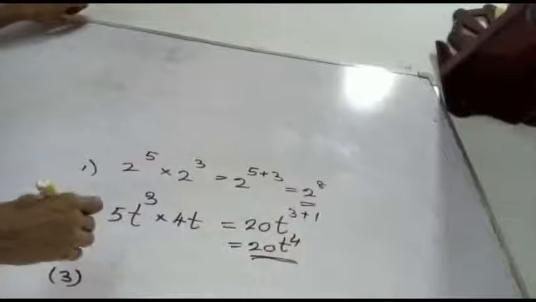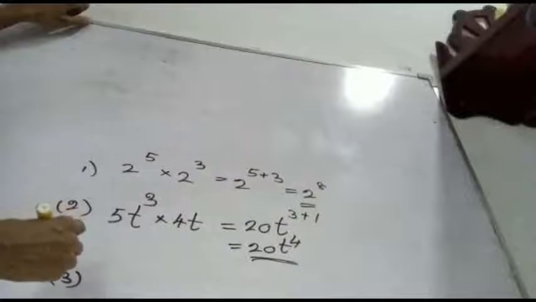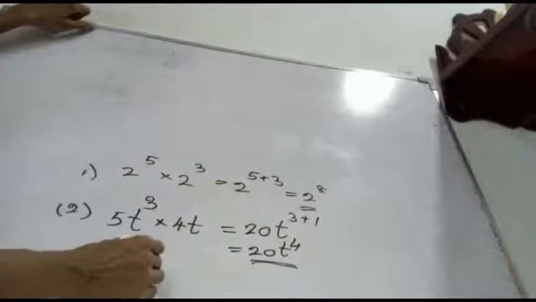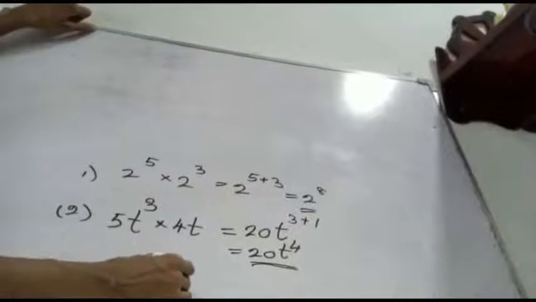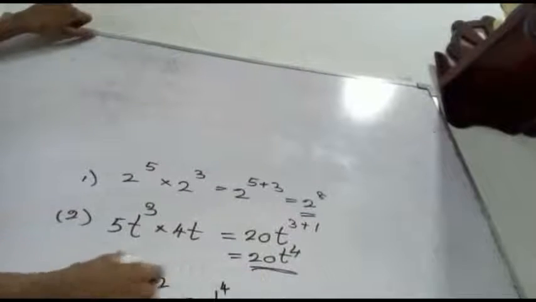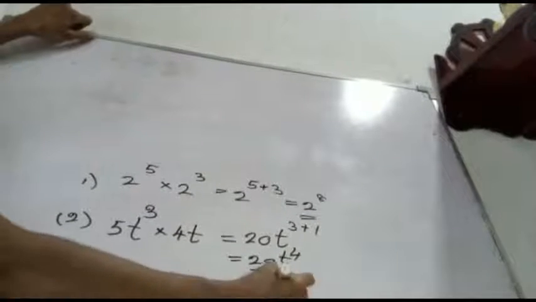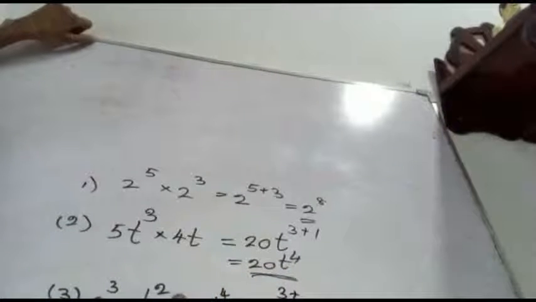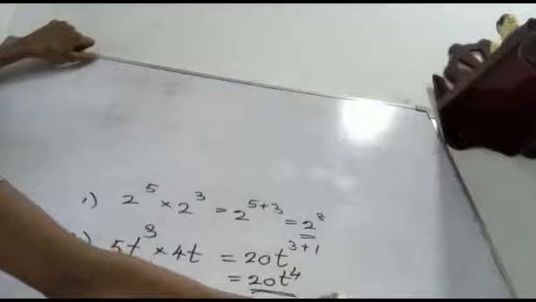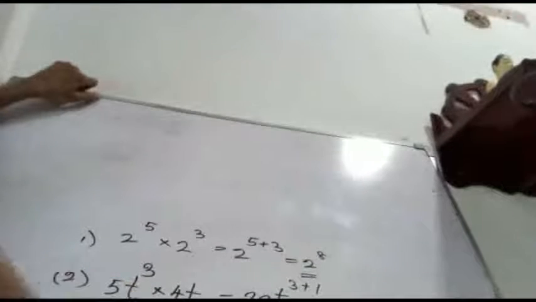Third question. a to the power 3 b to the power 2 is multiplied by a times b to the power 4. Here a to the power 3 plus, here the index of a is 1. b to the power 2 plus b to the power 4. 3 plus 1 is equal to 4. b to the power 2 plus 4 is equal to 6.